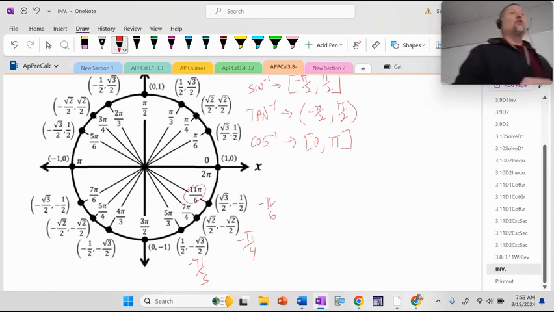So who never plays in an inverse game? What quadrant is never involved? Everyone say it together. 3, 2, 1, go.